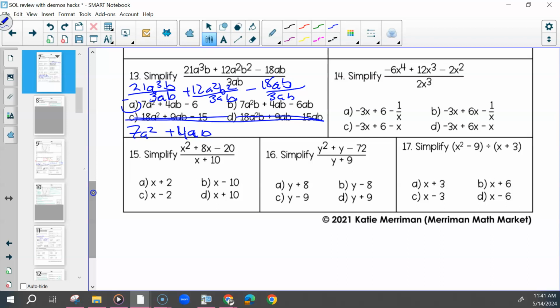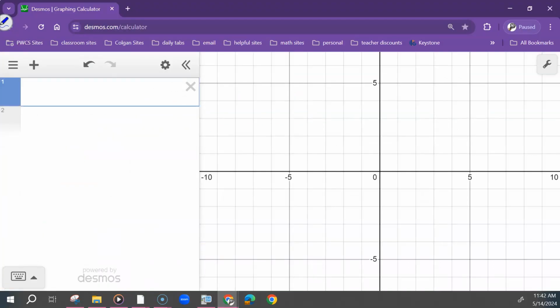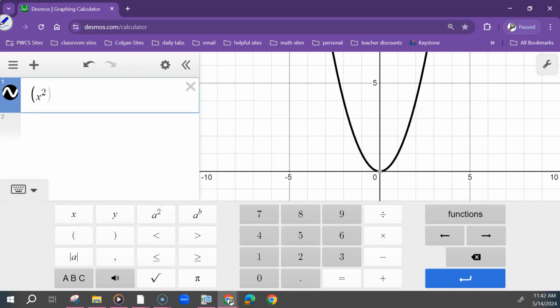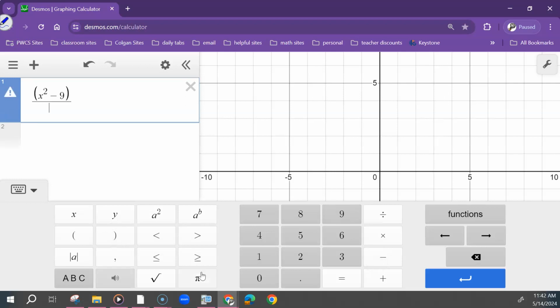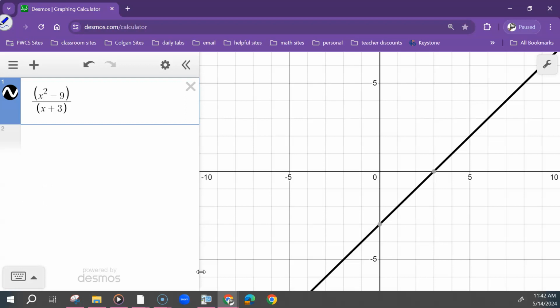So 17, if you want to do that in Desmos, you would just type it in as is, but with one big fraction. You could use the parentheses, you don't need them, but you can use them, depending on how you decide. So then you can do a couple different things. You can look at the line.